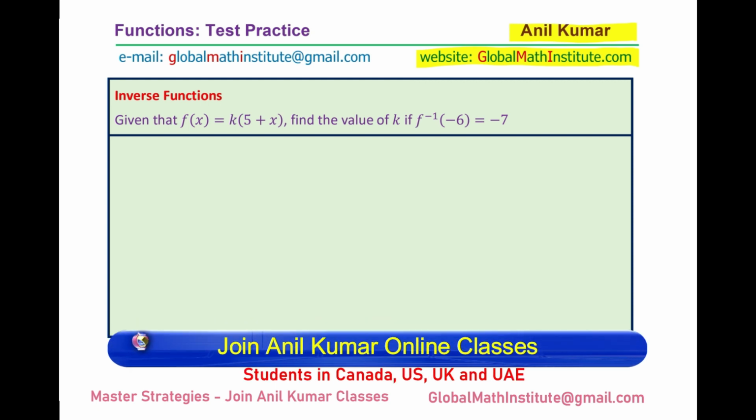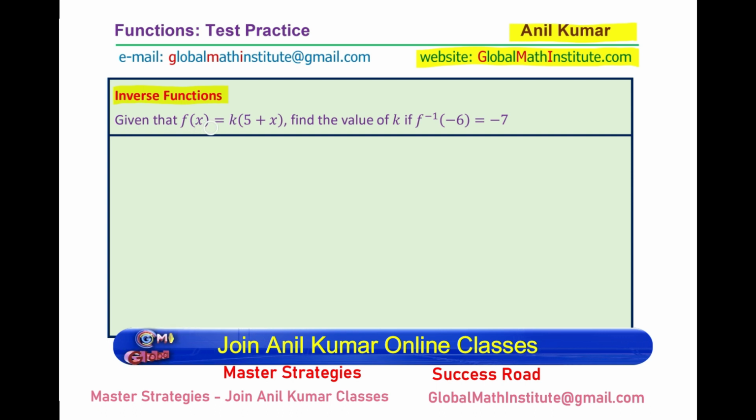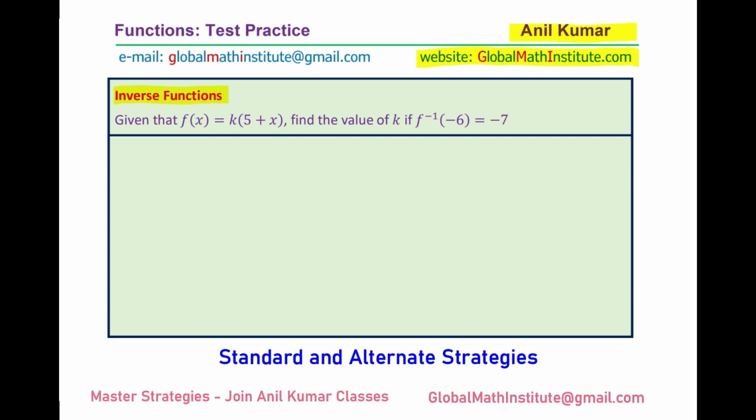Here is one which is on inverse function, a very popular question. I'm going to discuss two different strategies to solve this particular problem. Let's read the question: given that f of x equals k times 5 plus x, find the value of k if f inverse of minus 6 is minus 7. So it's a bit tricky worded. Let's get to it. I'll discuss strategies with you.